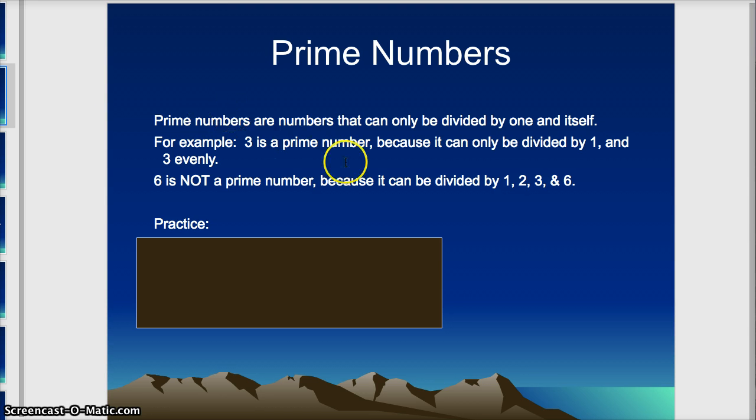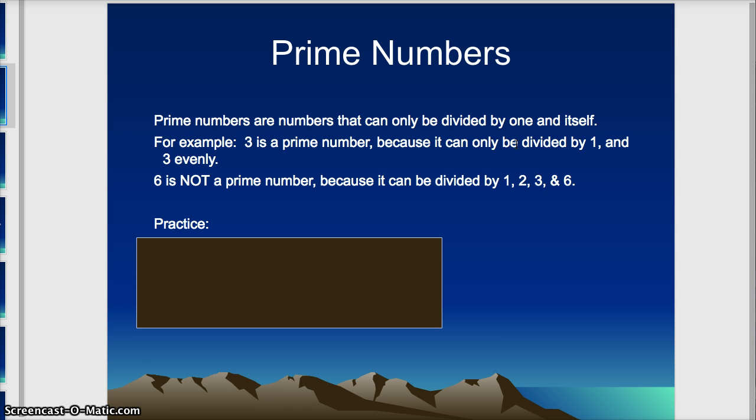So prime numbers are numbers that can only be divided by 1 and itself, or you can only get them by multiplying 1 times the number. For example, 3 is a prime number because the only way to divide 3 is either by 1 or by 3 evenly. It doesn't divide by anything else. It has no other factors other than 1 and 3.